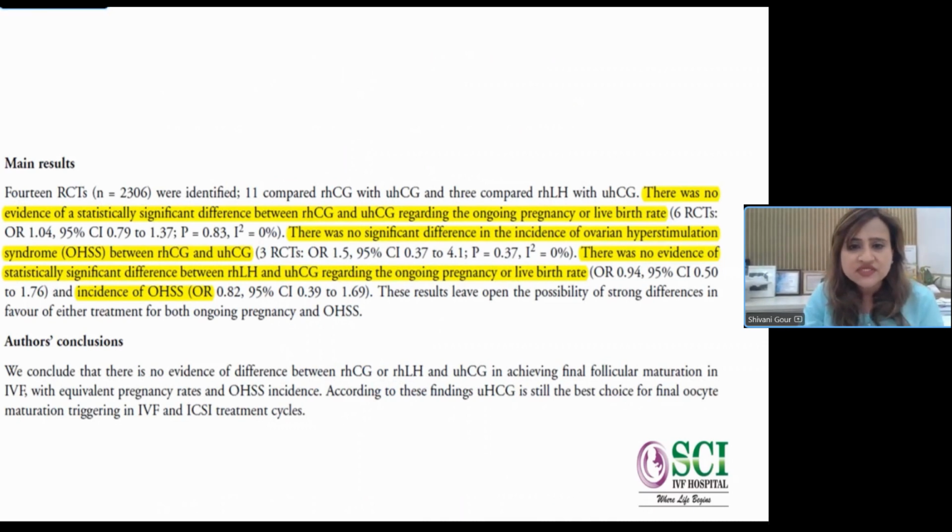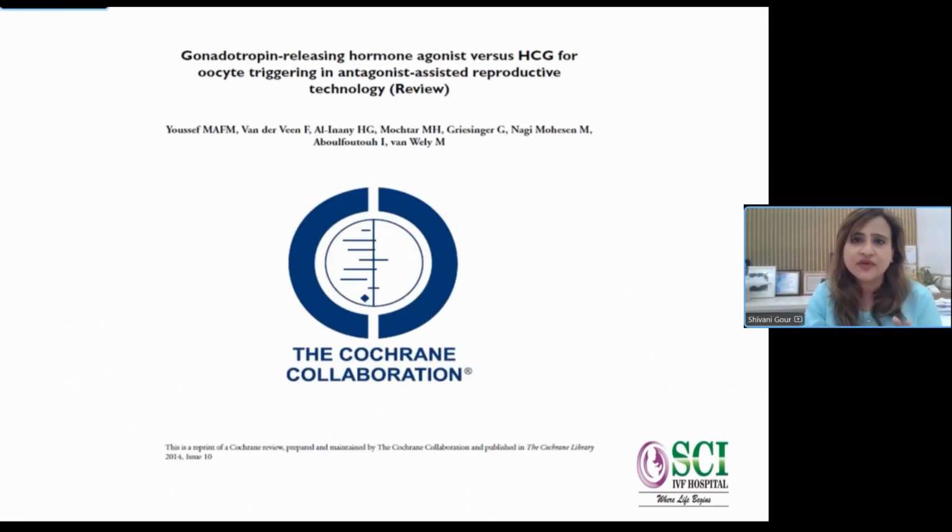Now, what about urinary versus recombinant HCG in the Cochrane study? What is published is that there is absolutely no difference between the recombinant and the urinary HCG regarding the ongoing pregnancy rate and the live birth rate.